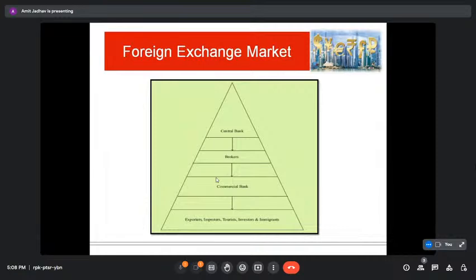Those are the ones demanding as well as supplying the foreign currency. Basically, those are the importers, or the domestic tourists who are going outside of the country for tourism, or investors, as well as exporters. These are quite important parts. They are demanding as well as supplying the foreign currency. So this is the foreign exchange market we can see in a country.